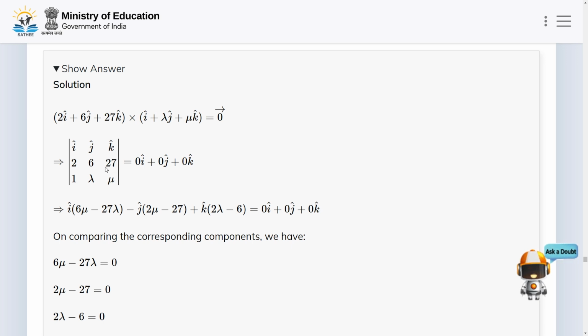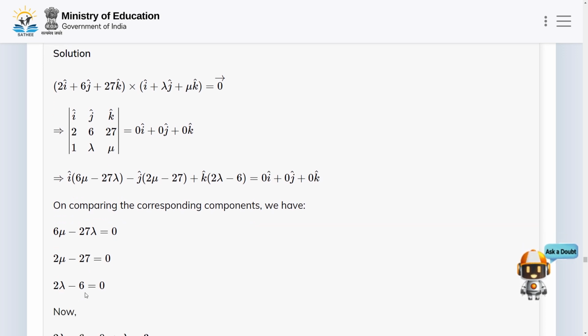Now find the determinant. You will have i hat times this minus j hat times this plus k hat times this. Now comparing, the i hat component must be equal to 0. This means 6 mu minus 27 lambda must be 0. Now the j hat component must be the same as this minus of this. So you will have 2 mu minus 27 equal to 0. And 2 lambda minus 6 must be 0.